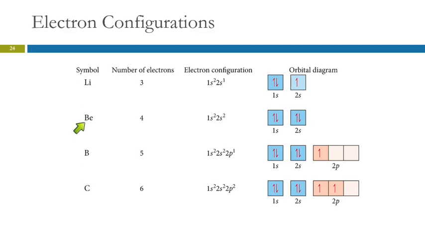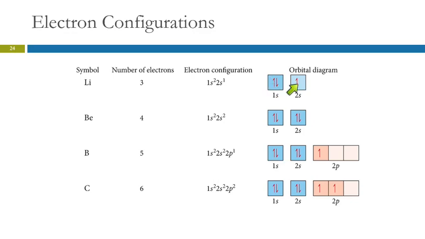So here's lithium, beryllium, boron, and carbon. So we're going up in number of electrons. These are the electron configurations. These are the orbital diagrams. I really like the orbital diagrams because they give us a better picture. Kind of goes along with the hotel as well.